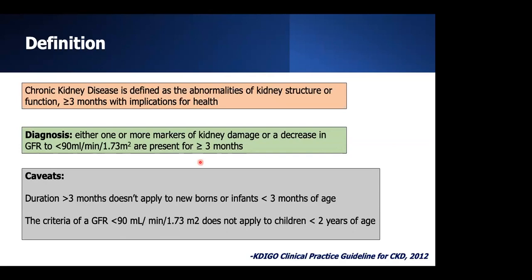The other criterion, that is the criterion of GFR less than 90 ml, is not applicable for children less than 2 years, because in children the kidney usually matures to an adult GFR function by 2 years of age. So application of that GFR criterion might not be feasible in children who are less than 2 years of age.